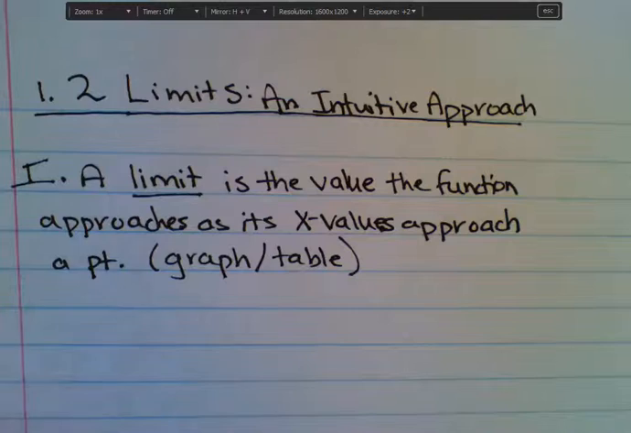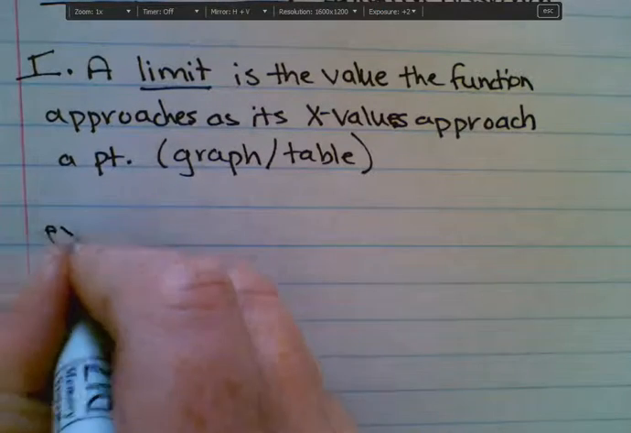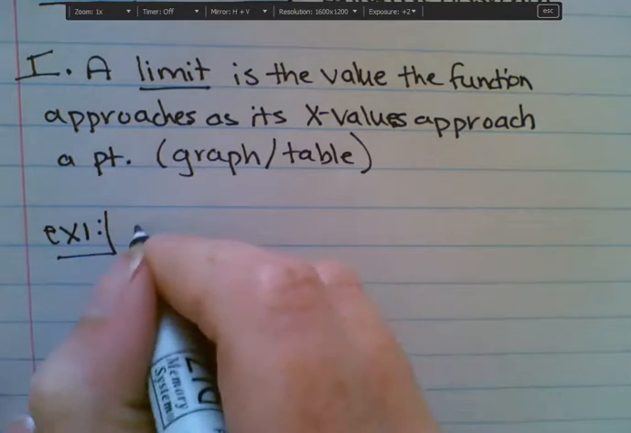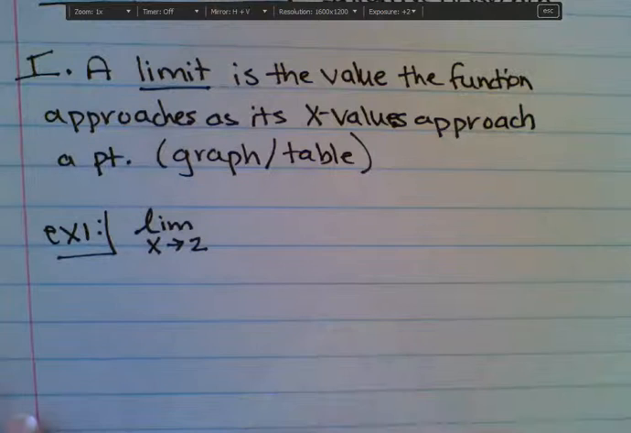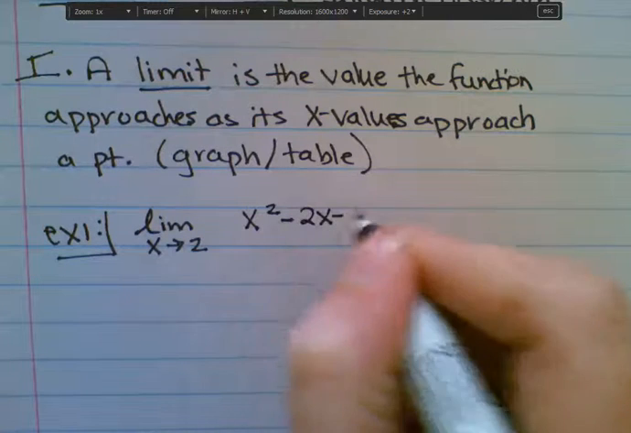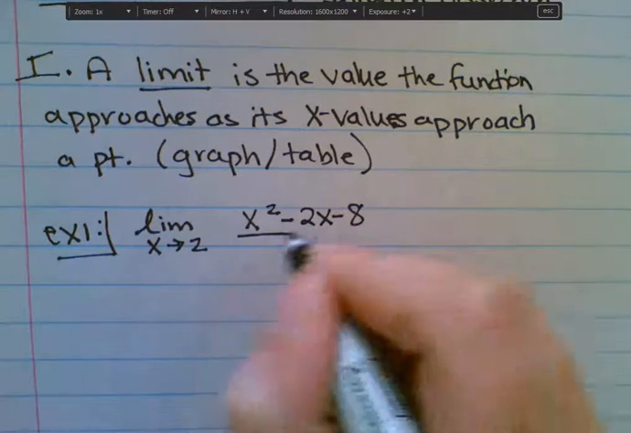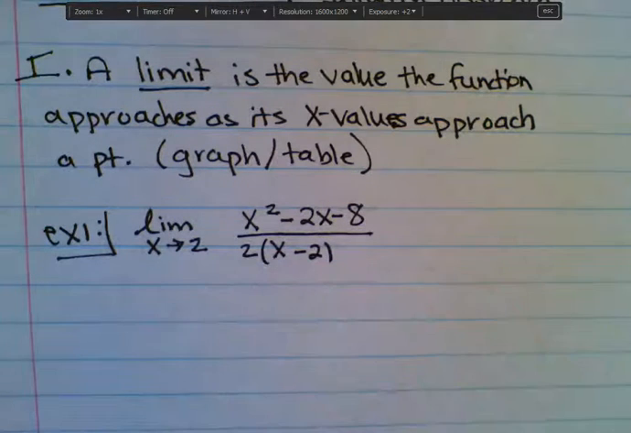All right, so let's look at an example to kind of talk about what's going on here. Example 1. I'm going to ask you to find, this is the notation that we use, the limit as x approaches 2. Bless you. That just basically means that as you get closer and closer to 2 for our function, what does it look like our function is approaching? So here's the function I'm going to give you: x squared minus 2x minus 8 all over x minus 2, and that's going to be multiplied by 2.